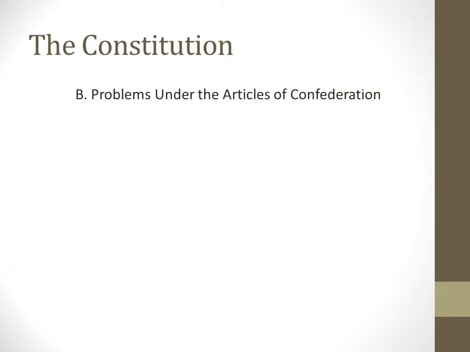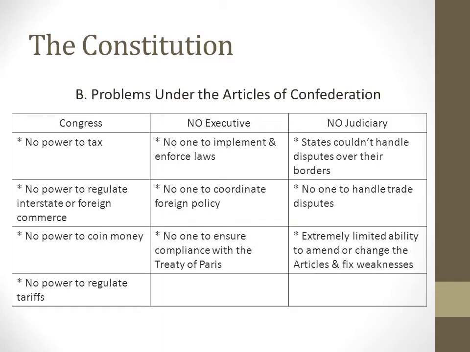Vermont threatened to annex itself to Canada, and border wars between the states began. So, in summary, we could talk about some of the weaknesses of the Articles. And here they are in this chart. If you look under the column for Congress, well, they had no power to tax, which meant they couldn't get any money. They had no power to regulate interstate or foreign commerce. They had no power to coin money. And they had no power to regulate tariffs.